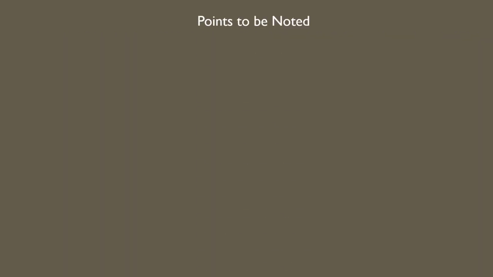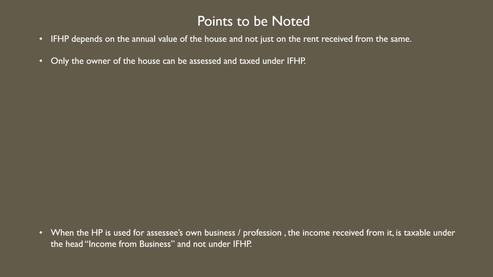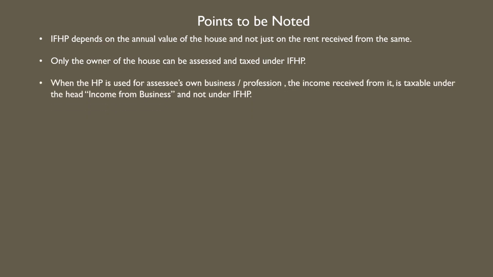Let's summarize briefly what we have looked at and also note the important provisions under income from house property. Income from house property depends on the annual value of the house and not just on the rent received from the same. Only the owner of the house can be assessed and taxed under income from house property. When the house property is used for assessee's own business or profession, the income received from it is taxable under the head income from business and not under income from house property.